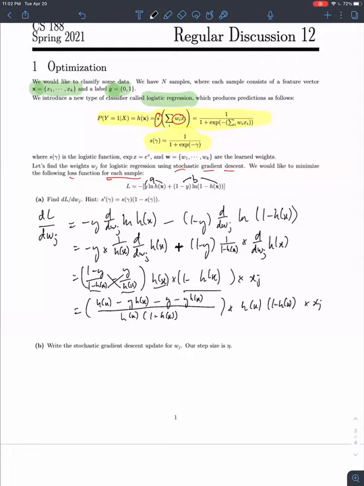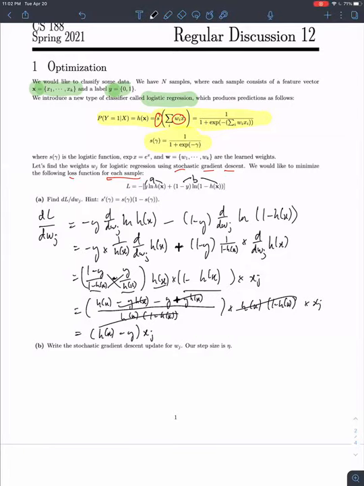Okay, so we can cancel this out with this, and then we've got this minus y times 1 minus h of x. We've got a minus times a minus, so that should be a plus here. Right. So now we've got this minus y h of x plus y h of x. So this all cancels out to h of x minus y times xj.